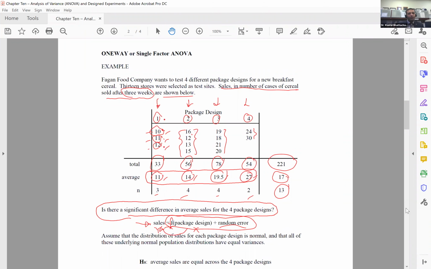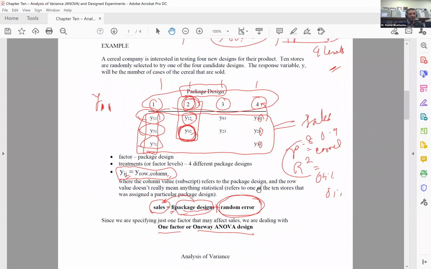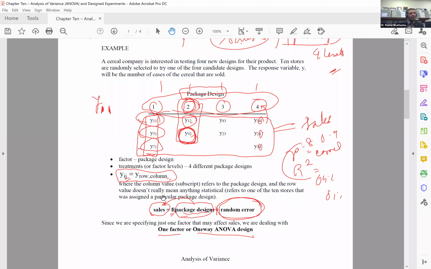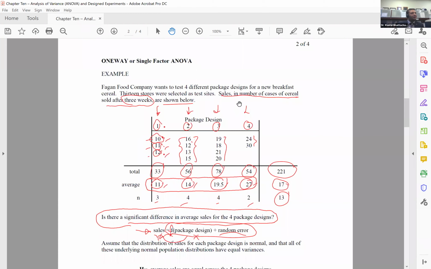Okay, so if you recall in the previous page, that is exactly what I mentioned. I said the row value doesn't really mean anything statistical. The row value here was, I was just giving an example of probably which store it was coming from, but it doesn't mean anything statistical because it could have come from any of the 10 stores, right? The same way in this example, I have 13 stores that were selected. It doesn't matter where it's coming from. All it matters is which package design is being used.